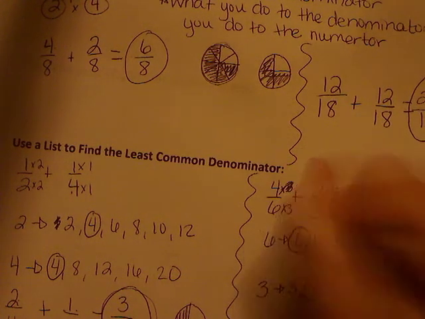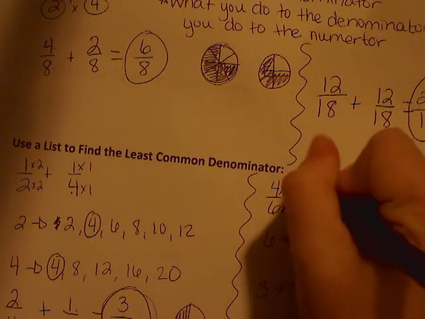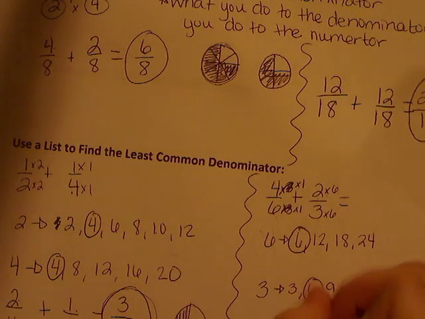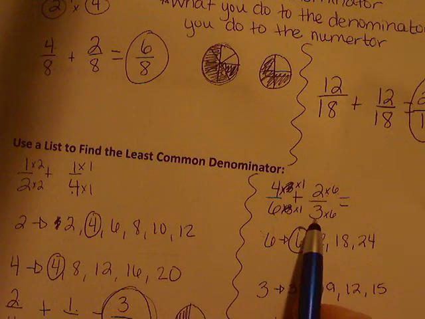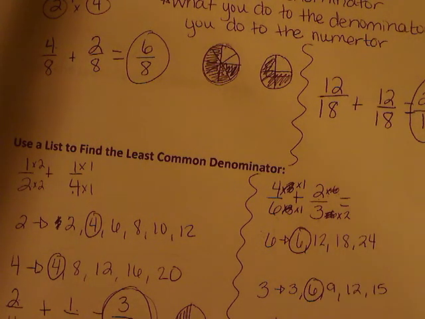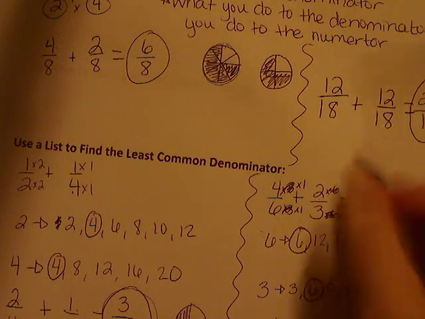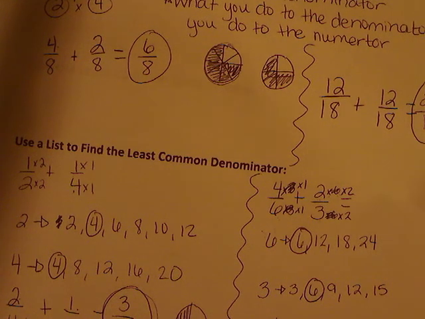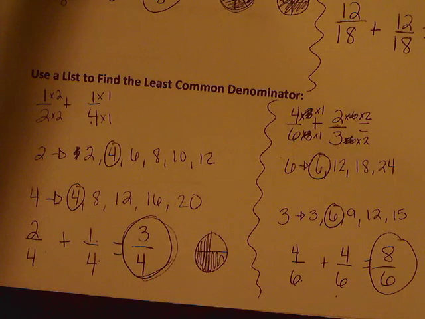Let's mark off these up here. 6 times 1, so I have to multiply 4 times 1. 6 times 1 equals 6, so 4 times 1 equals 4. So then I have 3 times what equals 6? Well, I know that 3 times 2 equals 6. That means I need to do 2 times 2. 2 times 2 is 4. So if I were to add those together, 4 plus 4 equals 8/6. So that's a way that you can find the least common denominator. I'm going to go ahead and move that up for you.